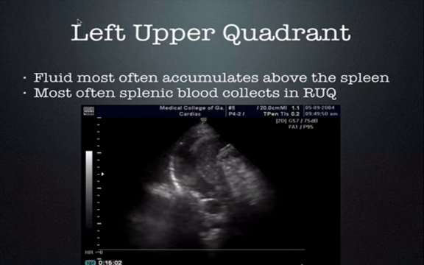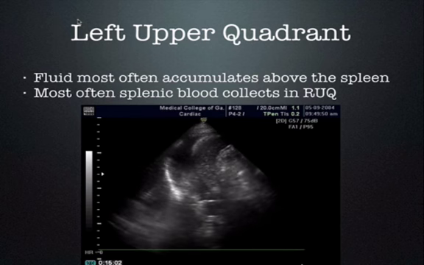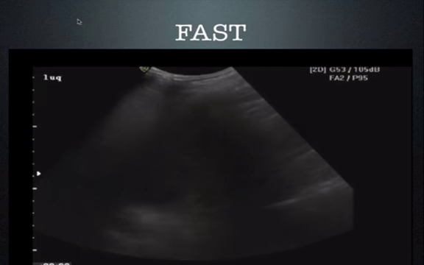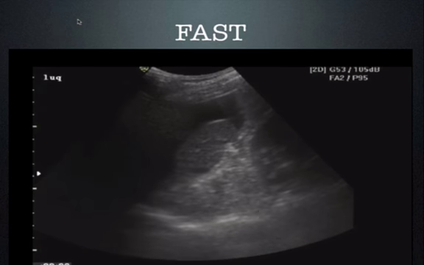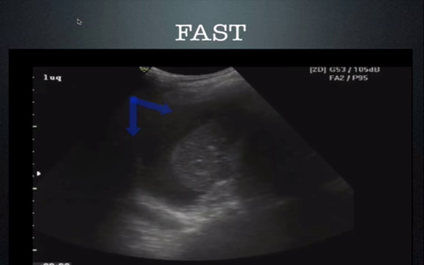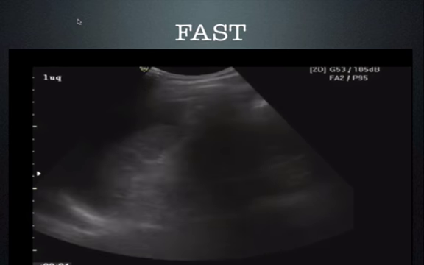Morrison's pouch is the most dependent portion in the abdomen. Therefore, blood most often collects in Morrison's pouch in the supine trauma patient. Here's another example. We see a massive amount of blood, a large stripe of fluid. We can see this outlining the spleen very well. We see the kidney to the right. We can see this large stripe of fluid between the spleen and the diaphragm.